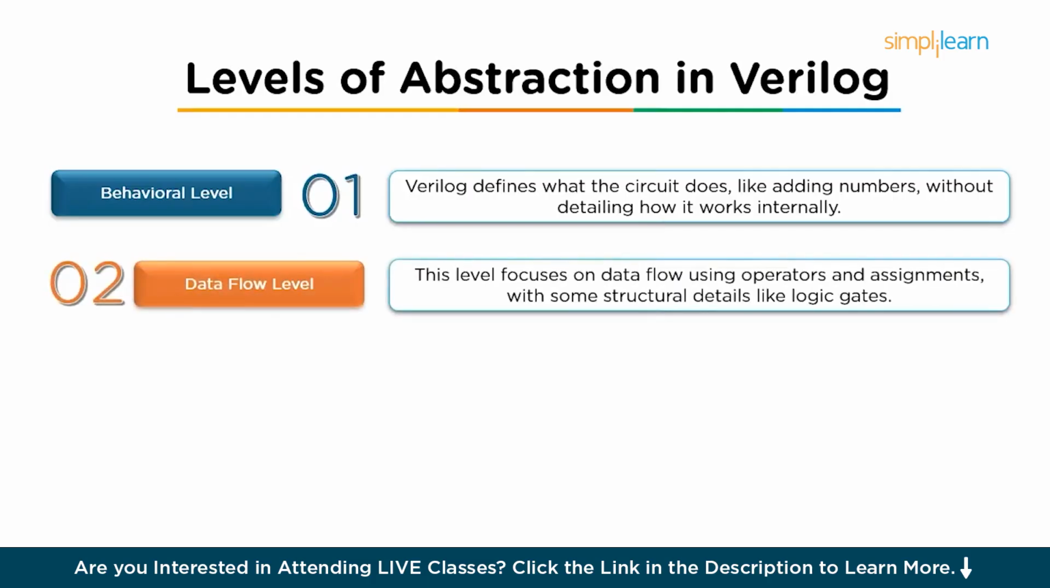The second level is the data flow level. At this level, the designer specifies the flow of data through the circuit, typically using continuous assignments and operators. The focus here is still on the data movement and the logic of the circuit, but it begins to introduce some structural details such as the use of specific logic gates like AND or another gate.